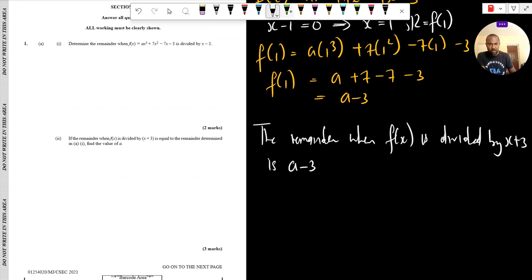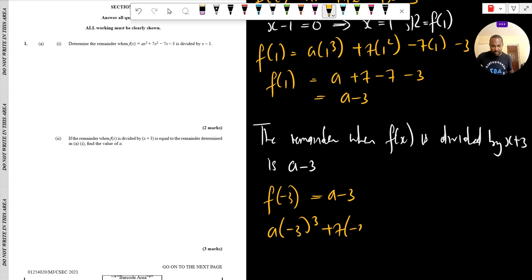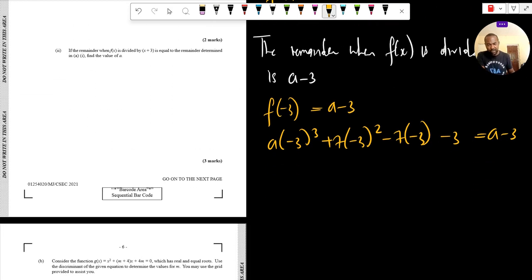So from the remainder theorem, the remainder when f of x is divided by x plus 3 is given by f of negative 3. And so basically what they're telling us is that f of negative 3 is actually equal to a minus 3, and that should enable us to find the value of a. So let's go ahead and now substitute negative 3 into f of x. So we have a times minus 3 cubed plus 7 times minus 3 squared minus 7 times minus 3 minus 3 is equal to a minus 3. And we go ahead and we try to simplify.